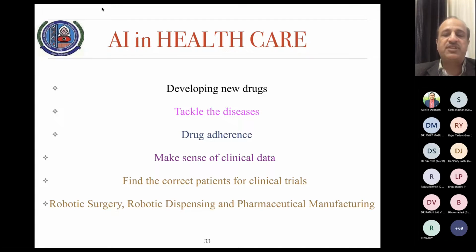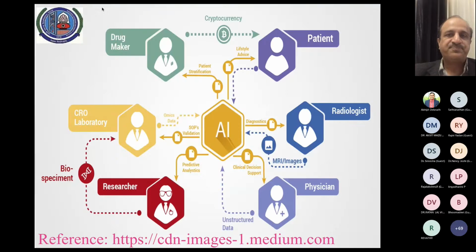Finding the correct patients for clinical trials is a challenge for research, but AI can help. Moreover, surgery is made by robots. Dispensing is made by robots, and pharmaceutical manufacturing is also done by robotics based on AI. A question might come to all the listeners: if a robot is doing all the things, what will man do? So this will be answered in the last part of this presentation, on the advantages and limitations of this AI with human beings.